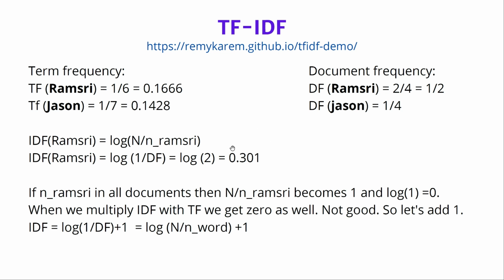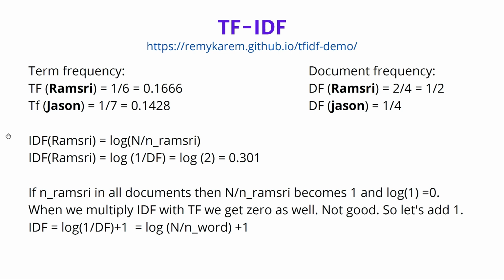Now one thing to remember is that, let's say if Ramsri occurs in all documents, then we have log of n by n, because that is log of 1, because we have Ramsri in every document, but log of 1 is actually 0, so the inverse document frequency of Ramsri comes out to be 0.